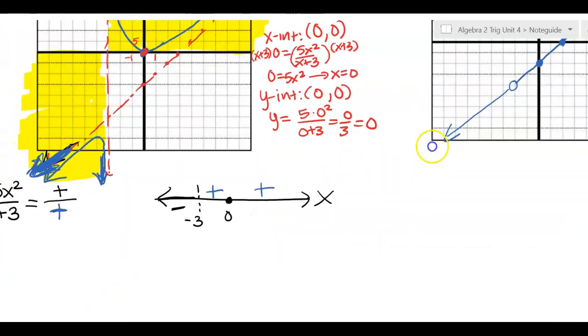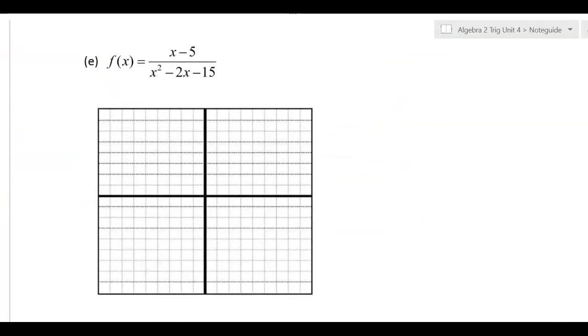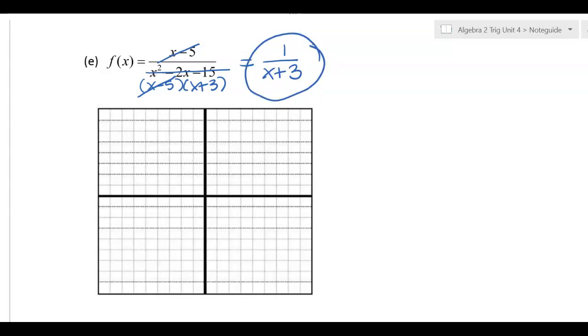All right, the final example that we're going to graph looks like this. Okay. So again, I'm going to go ahead and rewrite the denominator in factored form. And notice that these factor out. So I am now going to really focus on this function. So really I'm focused on the equation 1 over x plus 3.